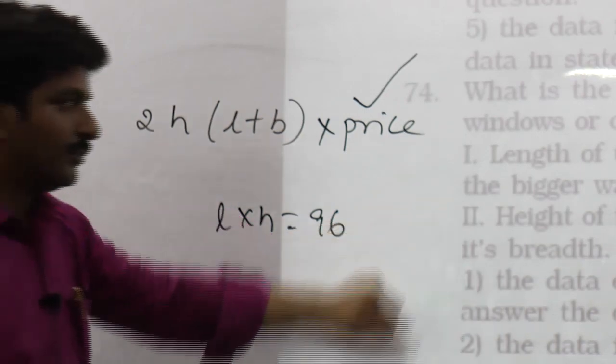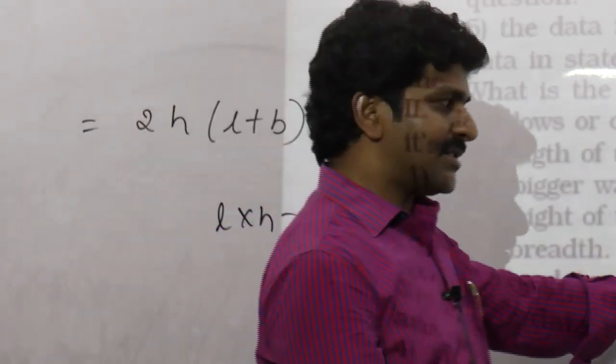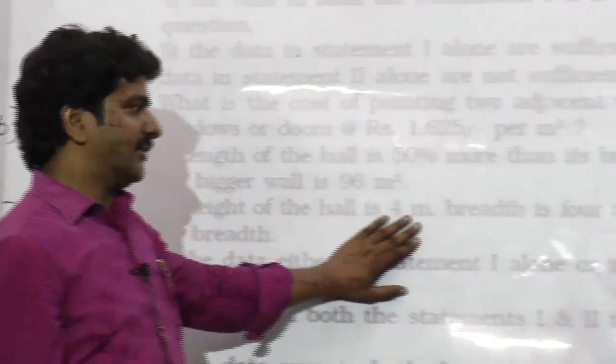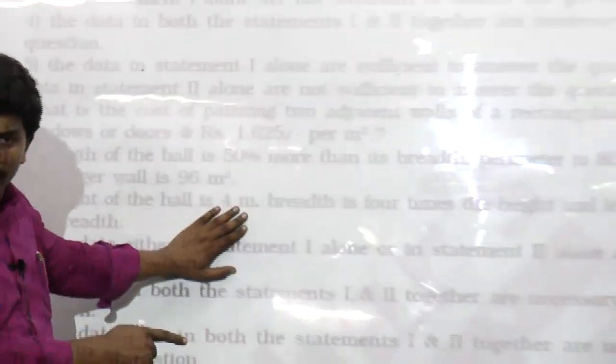Next, come on, 2. The height of the hall is 4 meters. Breadth is 4 times the height. Can you calculate breadth or not? Yes. And height is 150% of breadth. You know breadth, so you can calculate length. So using second also, you can calculate length, breadth, height. So 1 alone is sufficient or 2 alone is also sufficient.